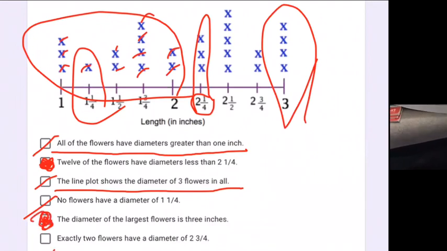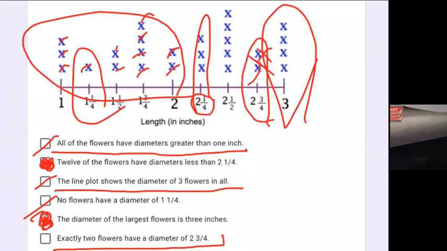Exactly 2 flowers have a diameter of 2 3/4. That's right here. Yeah, there's 2 X's. So that's correct. Those are the 3 correct answers there. That's it. Okay.